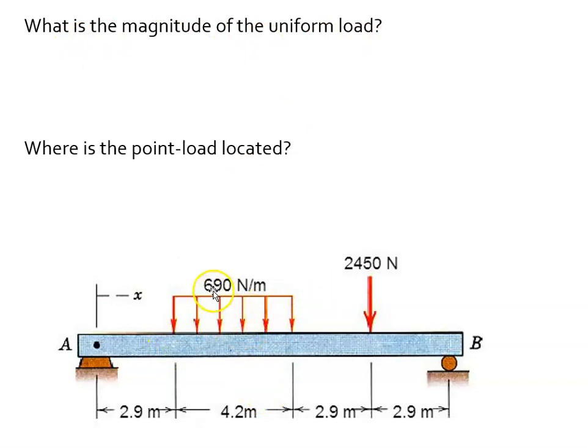So that is 690 newtons per meter for a length of 4.2 meters. So the answer is 690 times 4.2. So you'll either do the math in a quiz or you'll look for that answer. But the answer is not simply 690. It's 690 times 4.2. Where's the point load located? The point load is located 2.9 meters from support B. Okay.